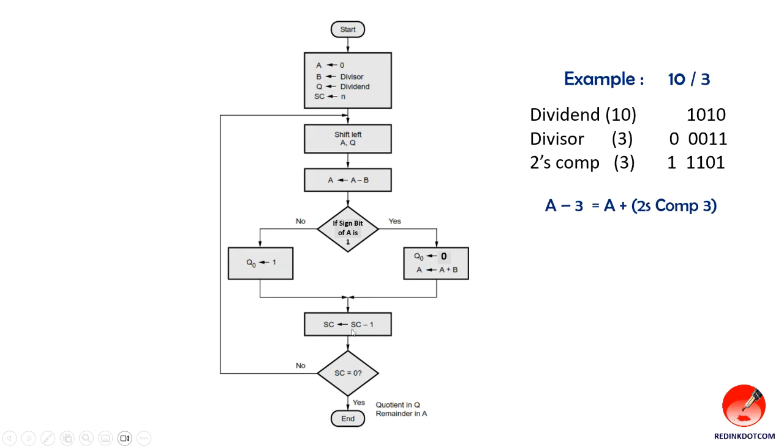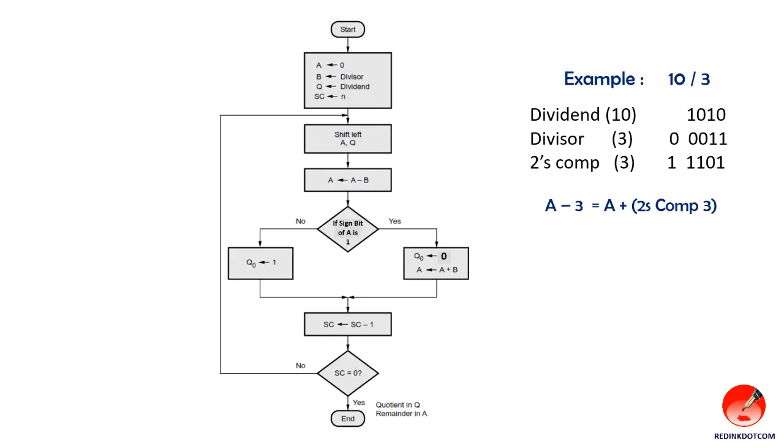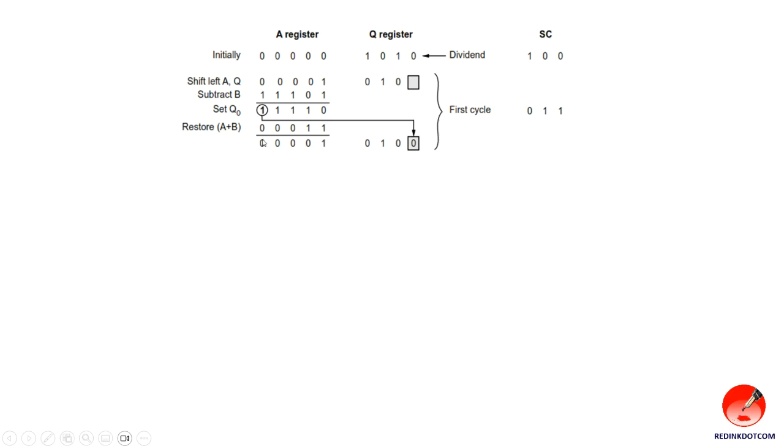So we have to decrement the sequence counter value. So the sequence counter value becomes 3. We have to repeat this operation again until the sequence counter value becomes 0. So I am going to shift the A and Q register value to the left again. When I do this shifting operation, this 0 is left out. I can write this 0001 here and shift the 0 here, shift the 1 here, 0 here, 0 here, and I have the blank value at Q0.